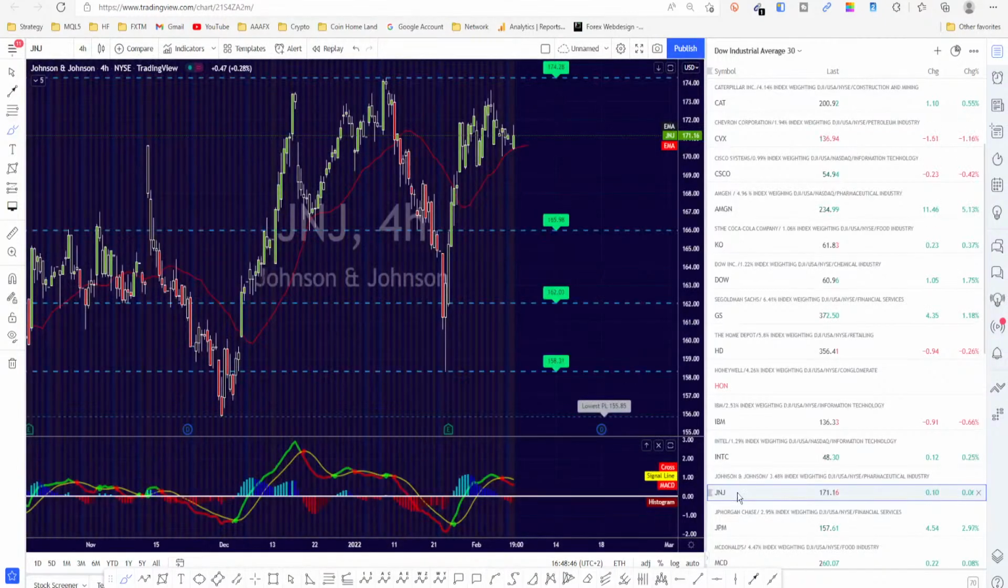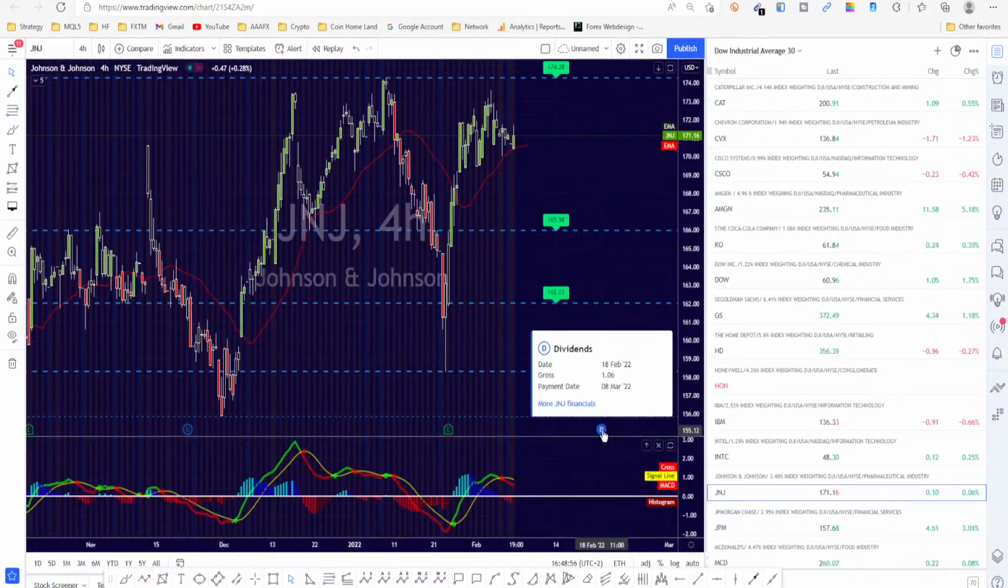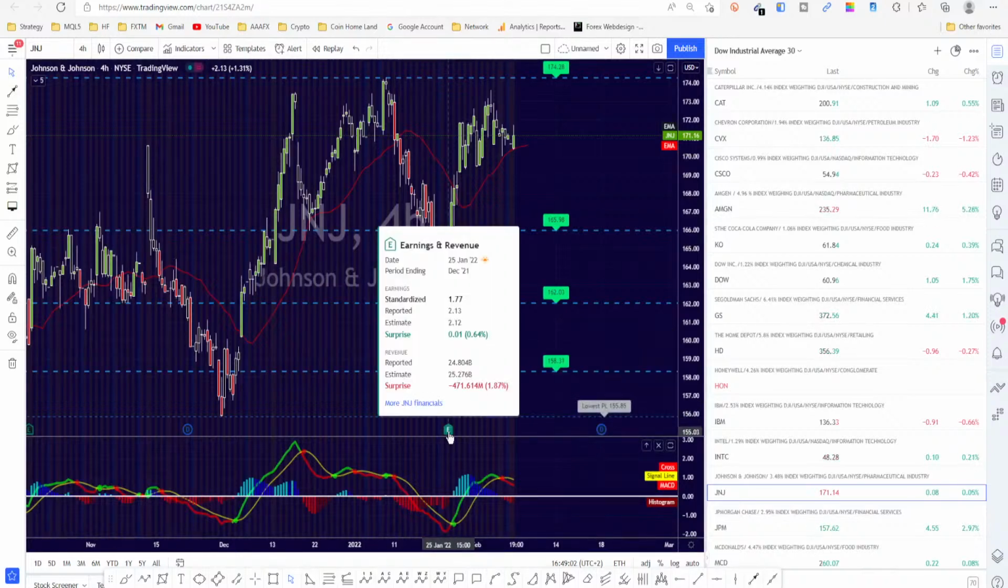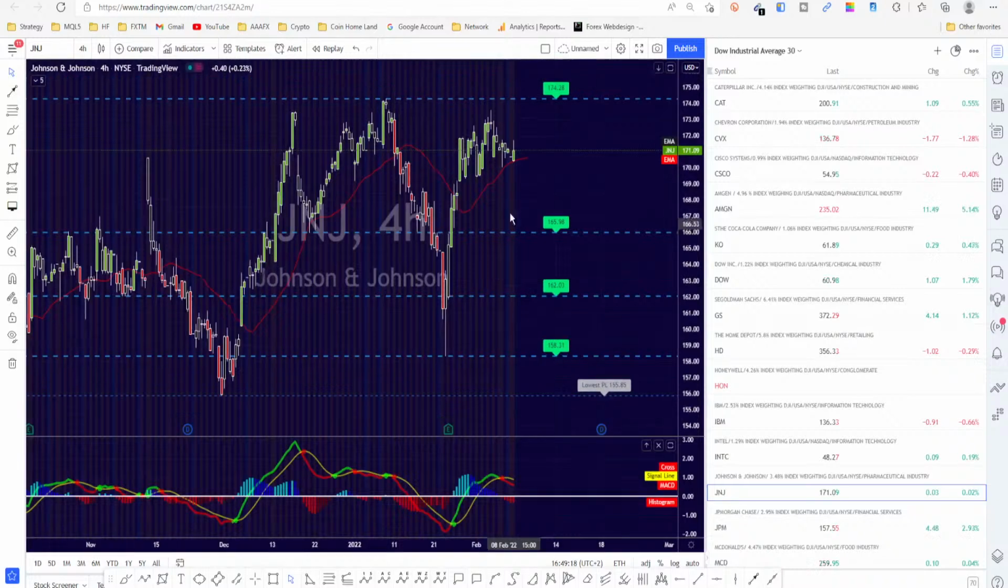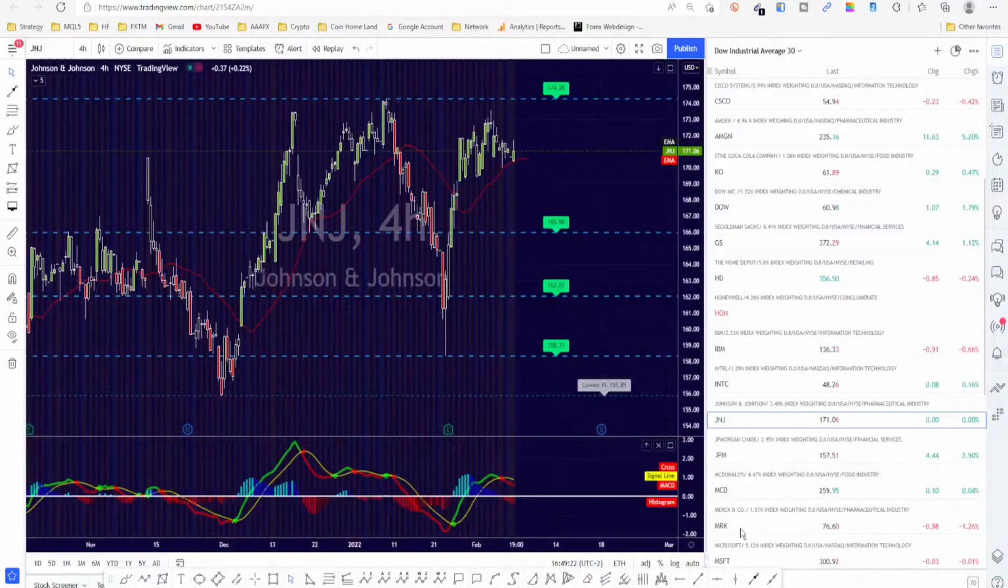J&J, Johnson & Johnson, has a weight of 3.4 in the index, trading at 171. They were down 470 million right there, but it didn't affect the share price. Actually, afterwards the price did shoot up. Okay, and that's probably going to continue to the upside, guys. Johnson & Johnson right here.